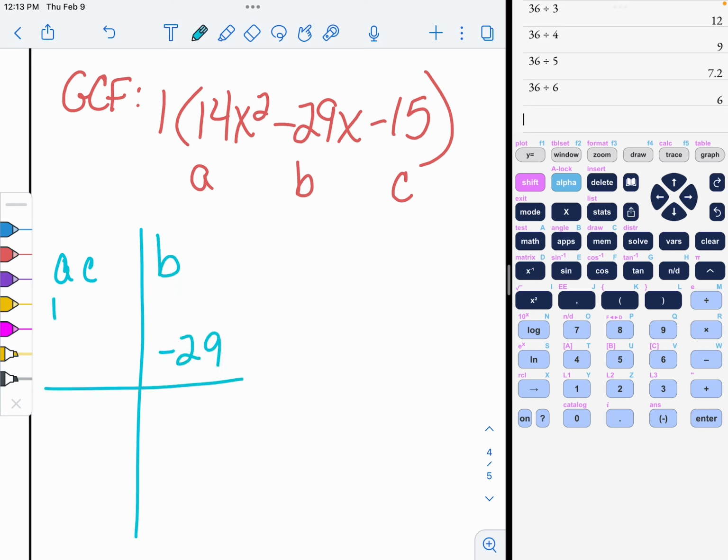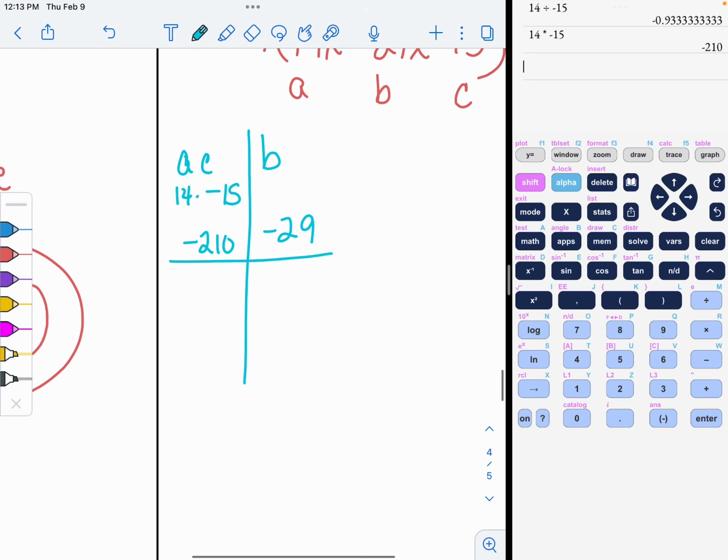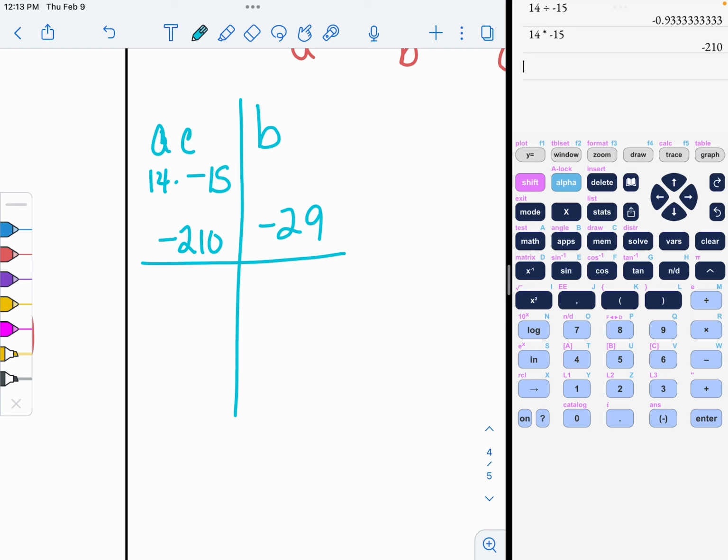Oh my, 14 times negative 15. This is going to be big. That's okay. 14 times negative 15 is, not divide, silly me, negative 210. Ay, ay, ay. Oh, dear heavens. I'm going to actually start at 7, just because I feel like it's definitely not going to be any lower than that.